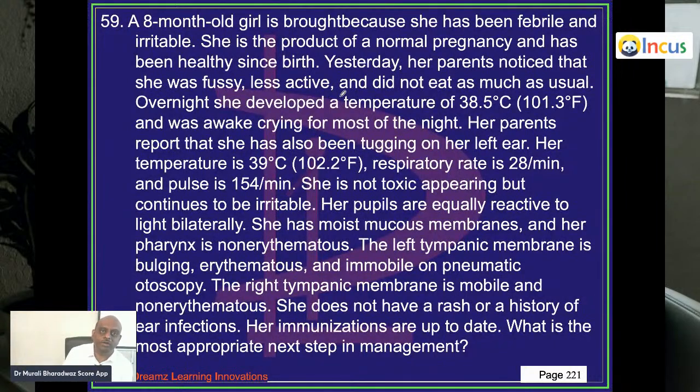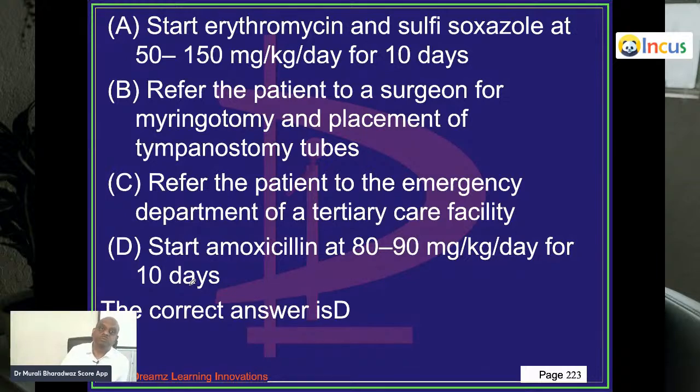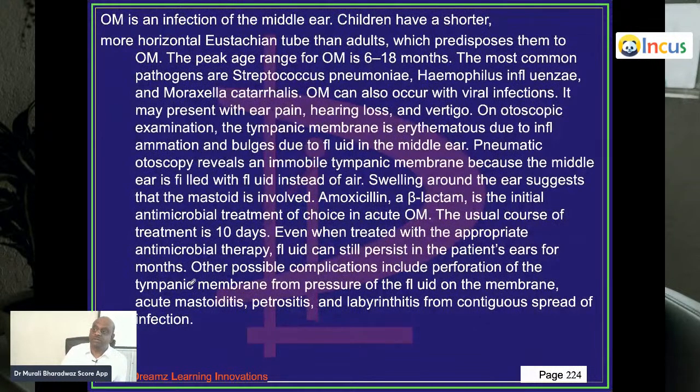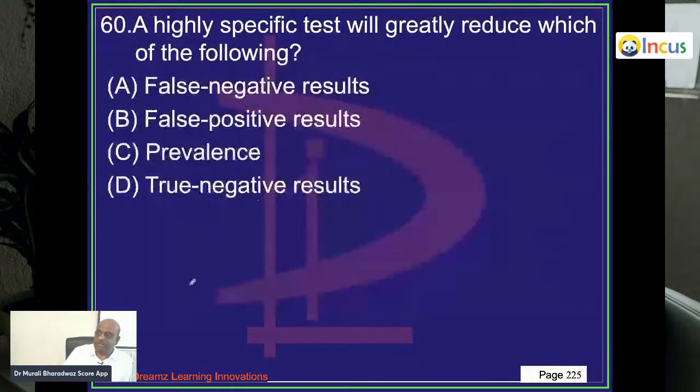An 8-month-old is brought who is febrile, irritable, pupils are equally reactive to light bilaterally. The left tympanic membrane is bulging, erythematous, immobile on pneumatic otoscopy. So, what is your diagnosis? It is otitis media, acute otitis media. Start amoxicillin at 80 to 90 milligram per kg per day for about 10 days, which is considered to be the treatment.